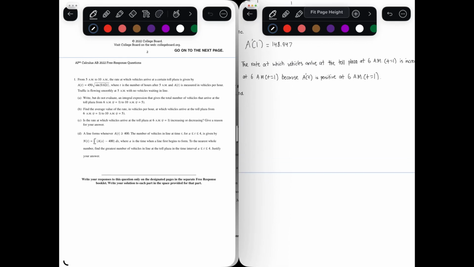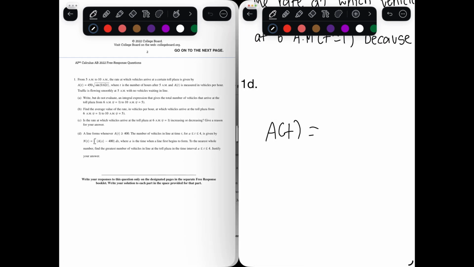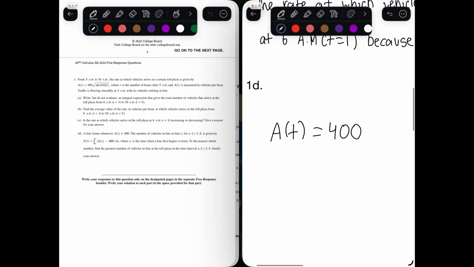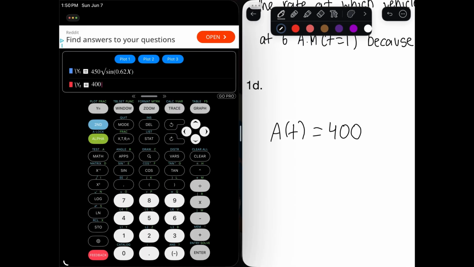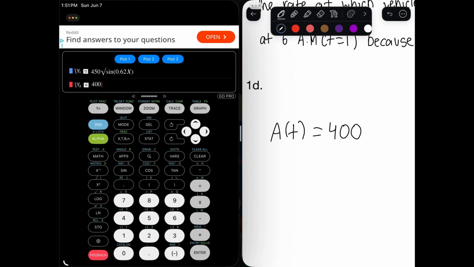So immediately when I see this problem, I think I would begin and try to find what A is. A line will first begin to form when A of t is first 400, right? So I would set A of t equal to 400. We already have A of t, and you just have to set those equal to each other. Since we already have it in the calculator, you can just do it on there. We already have A of t in Y1, and in Y2 just put 400.